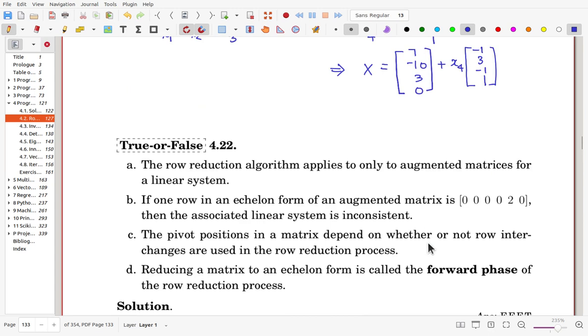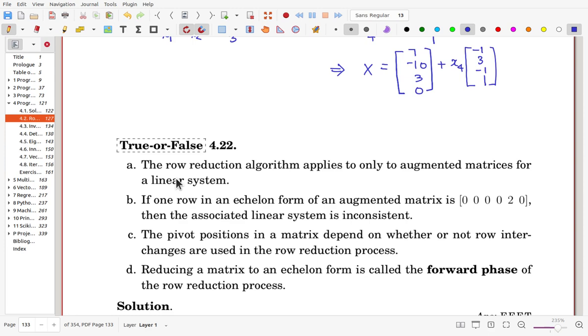Okay. Now we have true or false problems. The row reduction algorithm applies only to the augmented matrices for a linear system. Is this true? The row reduction algorithm can be applied to any matrix. It doesn't have to be an augmented matrix, so it is false.